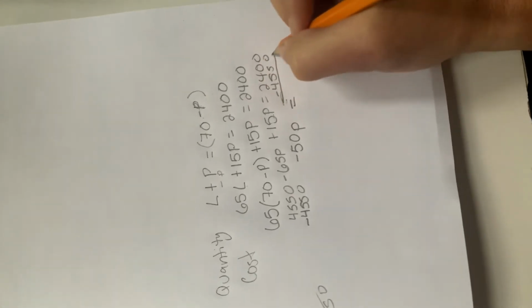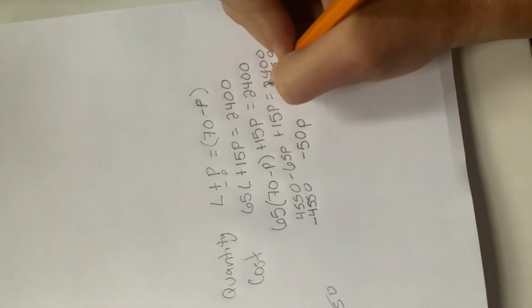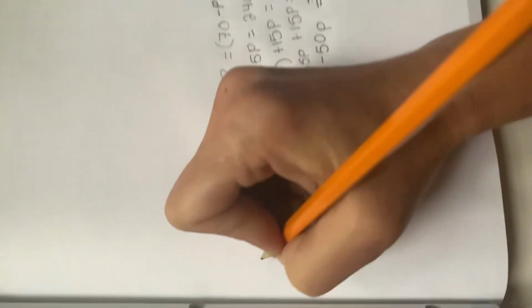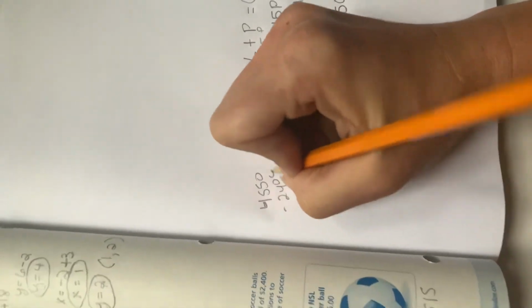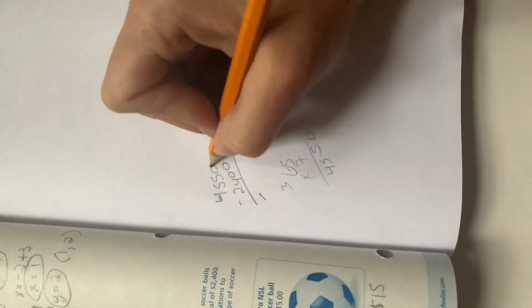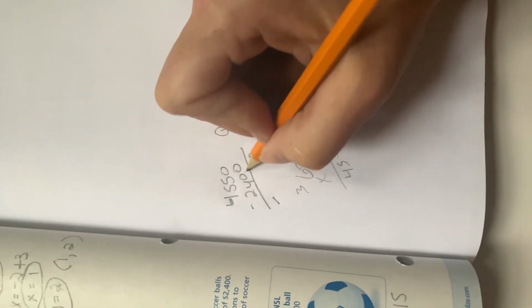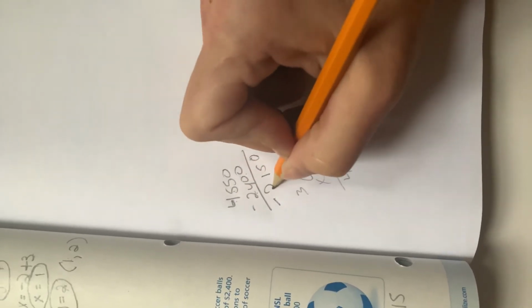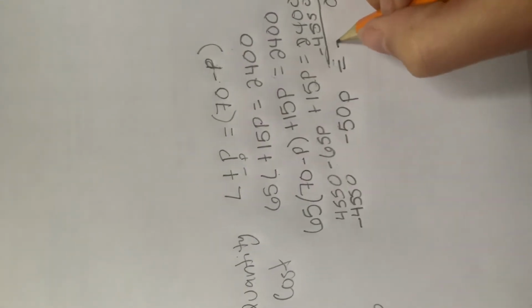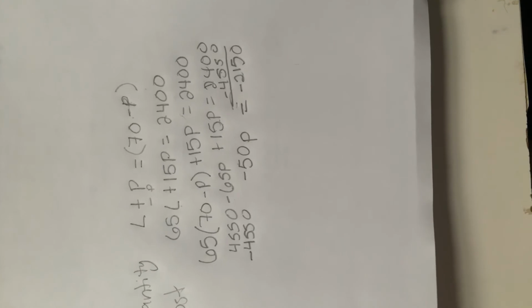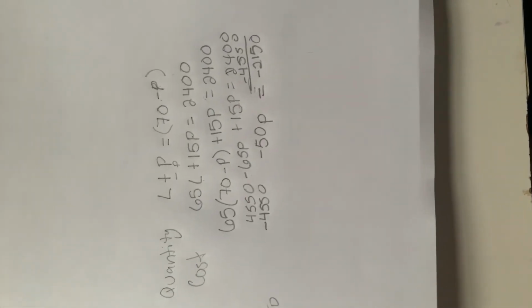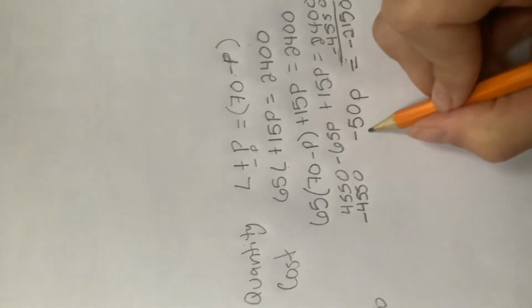Oh, is this going to take me longer than multiplying, really? Yes, because I'm trying to do it backwards. So it's a negative, so I want to do this way. Negative 2150. So negative 50p equals negative 2150.